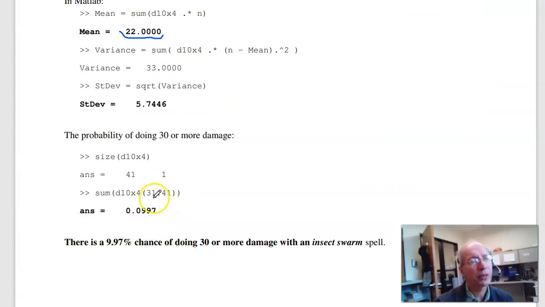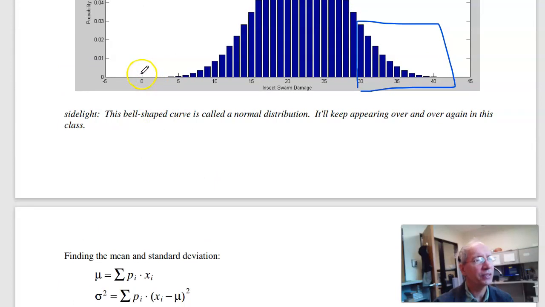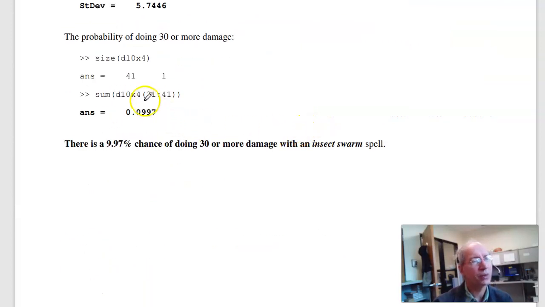Now a couple people did 30. That's kind of an anomaly with MATLAB. MATLAB hates the index 0. So the first guy right here, probability of getting 0, is actually index 1. 1 is index 2. 30 is index 31. So just because MATLAB hates 0, everything's offset by 1. So this is actually going from 30 to 40, or index 31 to 41.